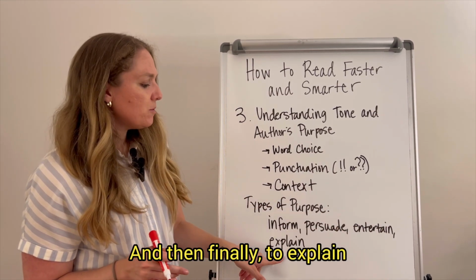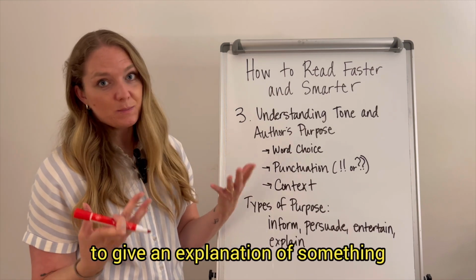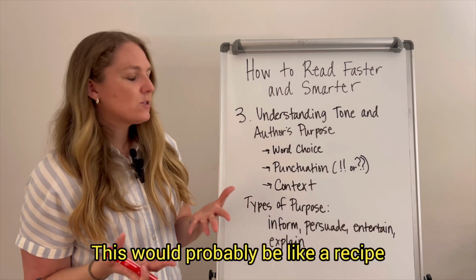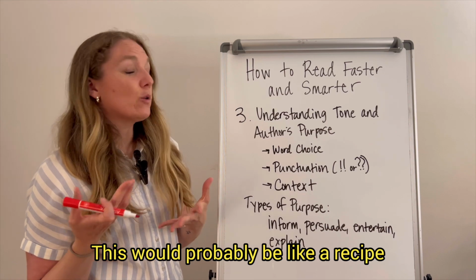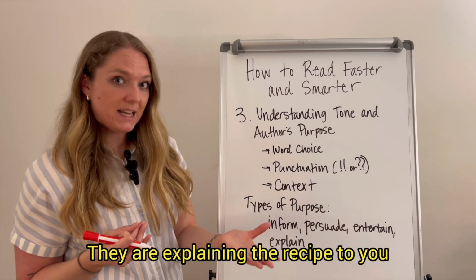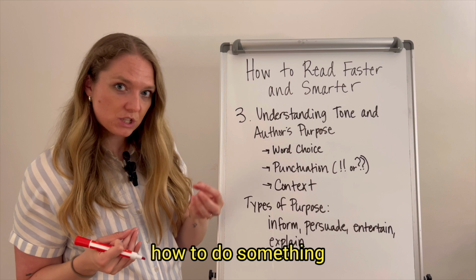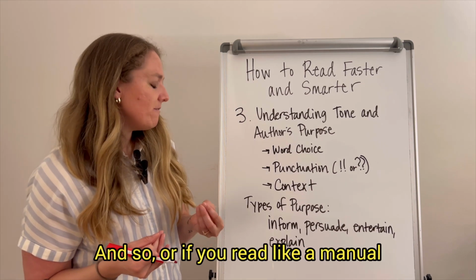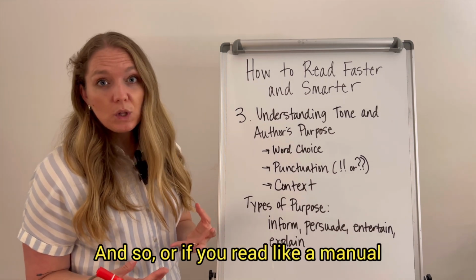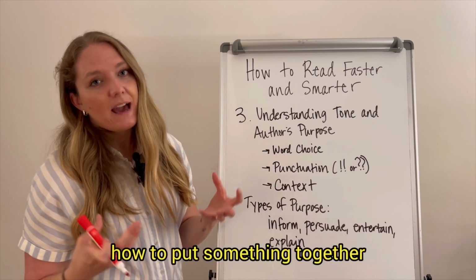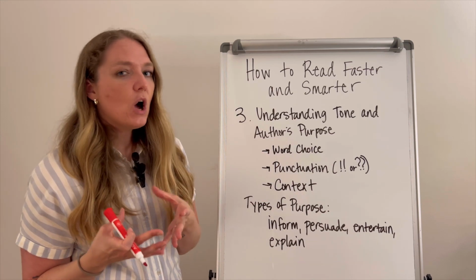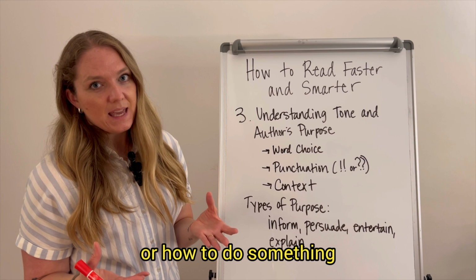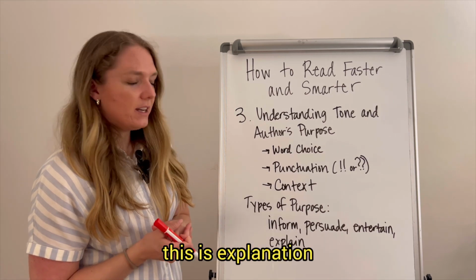And then finally, to explain, to give an explanation of something. This would probably be like a recipe. They are explaining the recipe to you, how to do something. Or if you read like a manual and they give an explanation of how to put something together or how to do something, this is explanation.